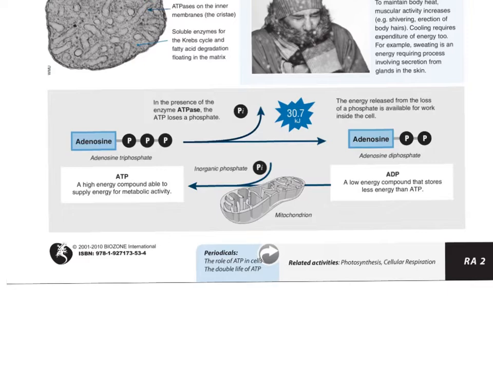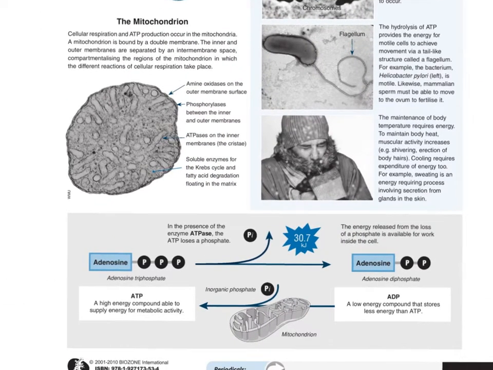And you could read the details of it, right? It says here, amine oxidases on the outer membrane surface, phosphorylases between inner and outer membranes. There's an inner and outer membrane here. ATPases on the inner membranes, so there's ATPases here, right? And soluble enzymes for the Krebs cycle are found here. So that's how we know where these processes are going on.